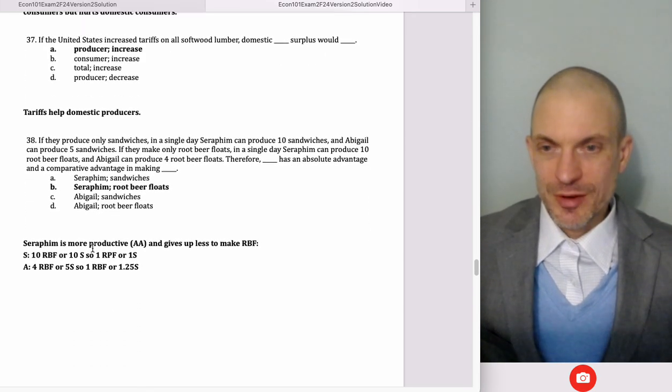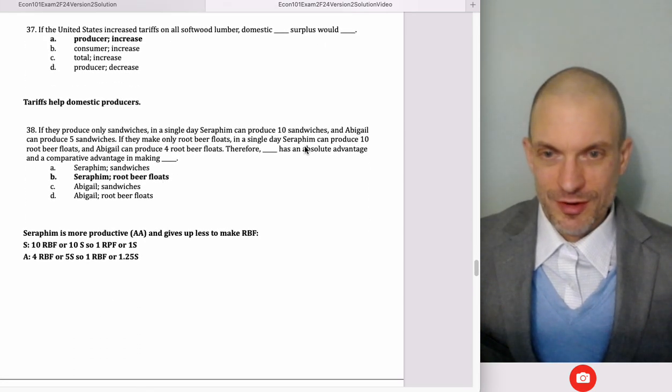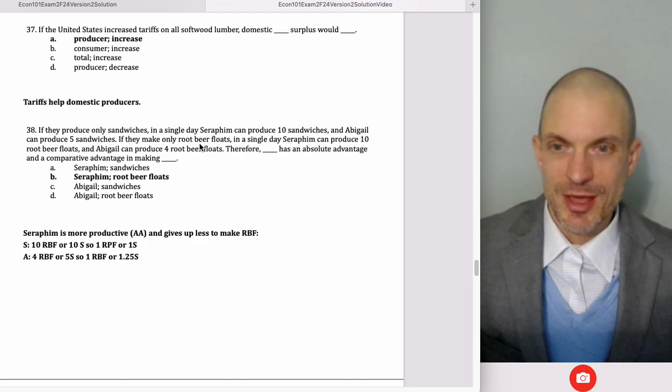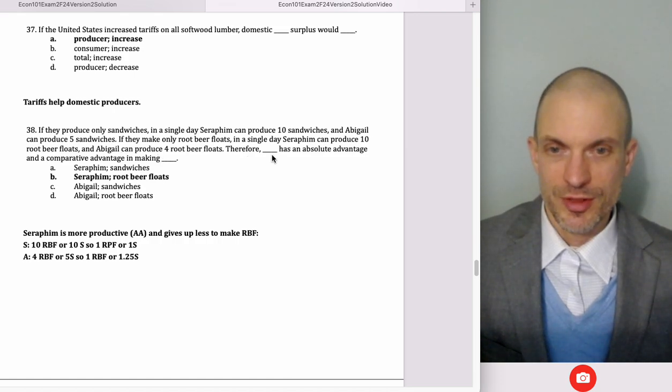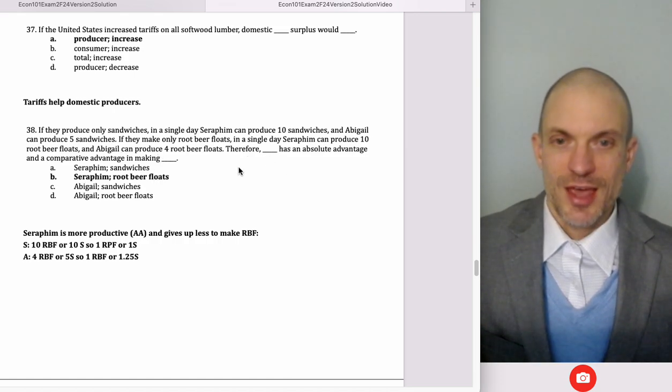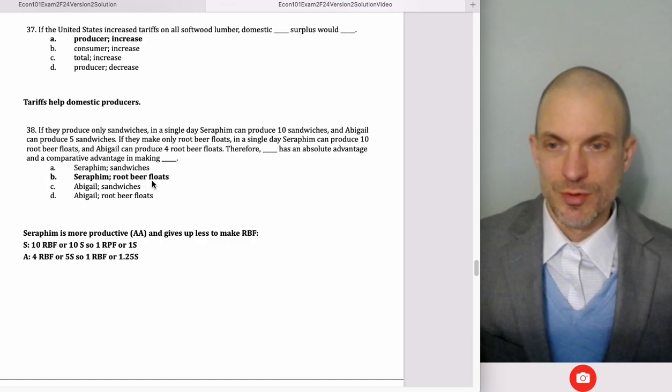If they produce only sandwiches, in a single day, Seraphim can produce 10 sandwiches. Abigail can produce 5 sandwiches. If they make only root beer floats, in a single day, S can produce 10, A can produce 4. Therefore, S has absolute advantage and a comparative advantage in root beer floats.